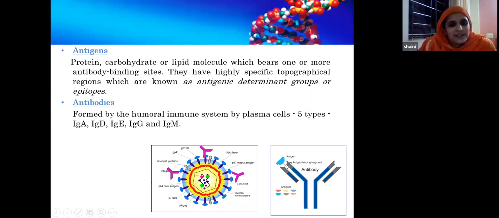Now, an antigen can be a protein, a carbohydrate, or a lipid molecule, which has the ability to elicit an antibody or immune response from the host. Antibody is what the host produces through the plasma cells. It is generally IgA, D, E, G, and M. Generally IgM is produced first, followed by IgG. The antigen can directly go and bind to the antibody here.